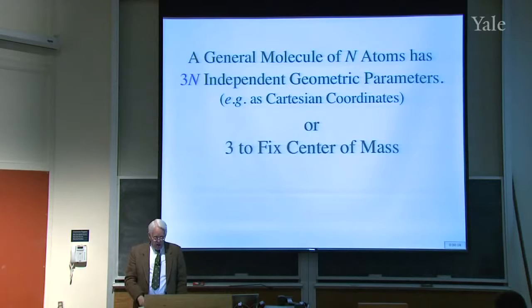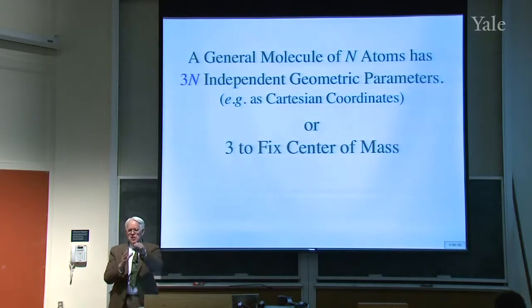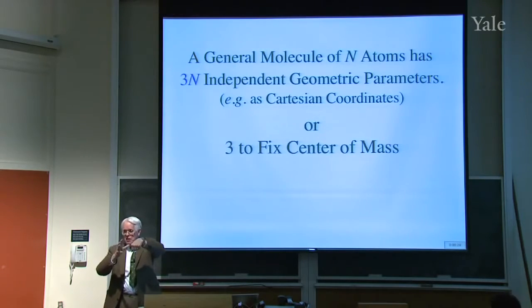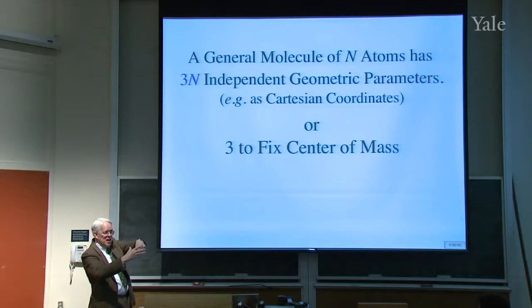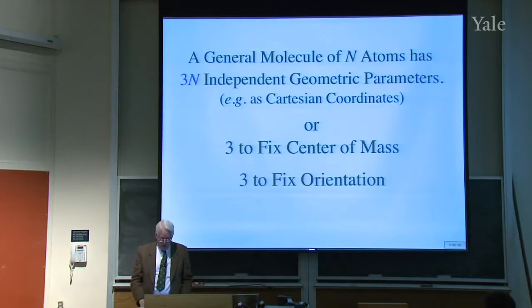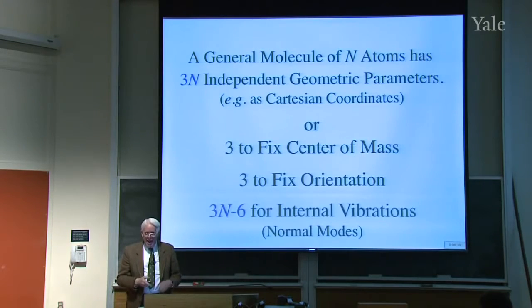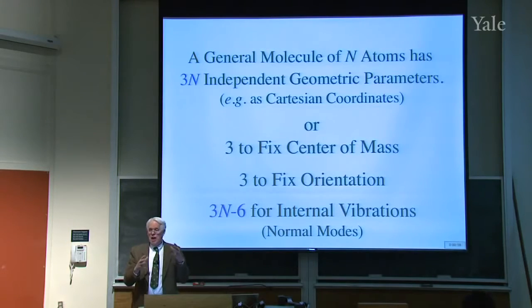But it takes 3 numbers to say where the center of the molecule is, right? And it takes another 3 numbers to tell how much you rotated around this axis, how much you rotated around this axis, how much you rotated around this axis. So that's 3 more numbers to fix the orientation. So you have 3n minus 6 coordinates that involve internal vibration.